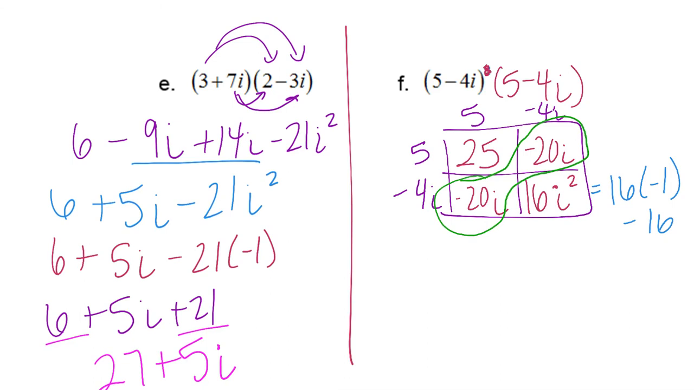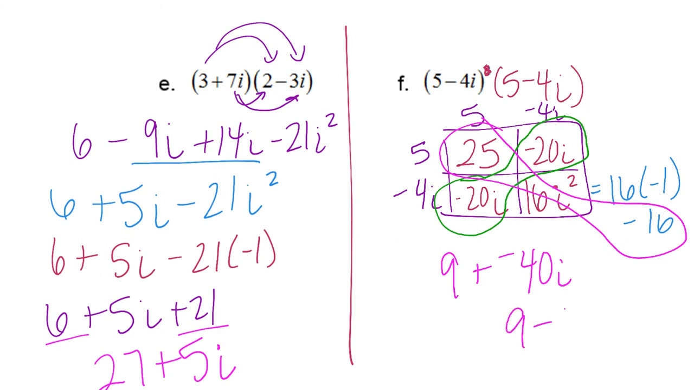I'll pick a color over here. Kind of draw through that, didn't I? 25 minus 16 is 9. And -20i, -20i is -40i. So you can write that as 9 minus 40i as well.